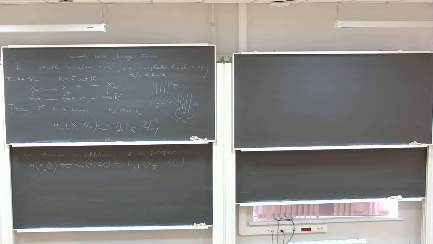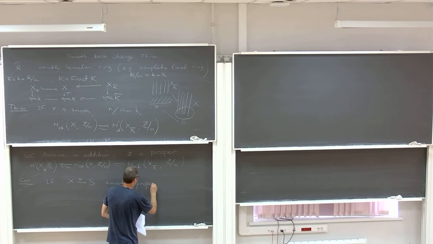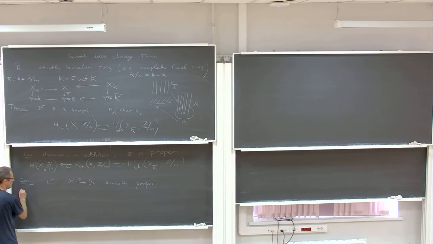Okay, so here is another application of this. So again, suppose I have any morphism from X to S which is smooth and proper. And assume that N is invertible in S, meaning that N is an integer, and I can think of this integer as an element here, and I want it to be invertible. For example, S can be the spectrum of Z_p, and p does not divide N.